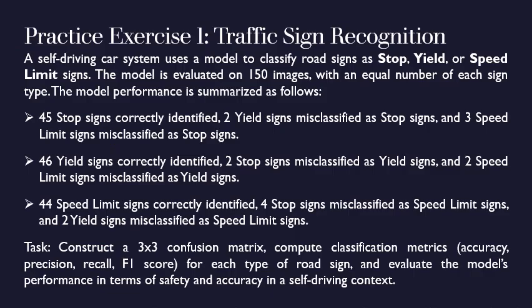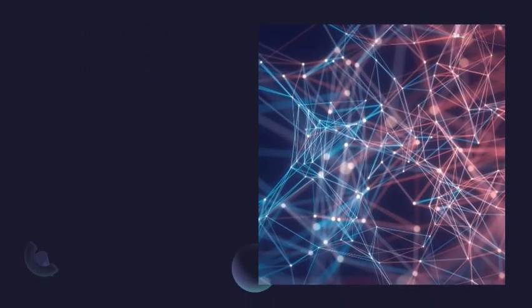Now that we have discussed how to create a 3x3 classifier, you can now take a look at this practice exercise and construct a confusion matrix, compute the classification metrics, the accuracy, precision, recall, or F1 score for each type of road sign, and evaluate the model's performance in terms of safety and accuracy in self-driving contexts. That's all for today's topic.